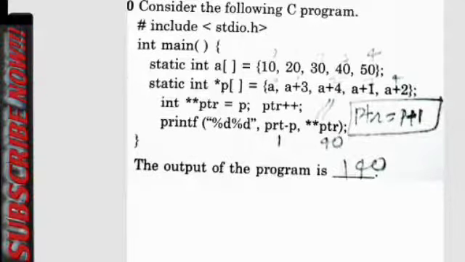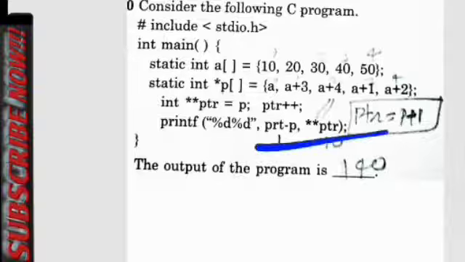Consider the following C program, which includes stdio.h, int main, static. Here the array has some elements like 10, 20, 30, 40 and 50, and static int pointer array a plus 3, a plus 4, a plus 1 and a plus 2, int double pointer p equal to ptr, increasing the pointer and printing the value of ptr minus p and pointer. Now what is the output of the program?